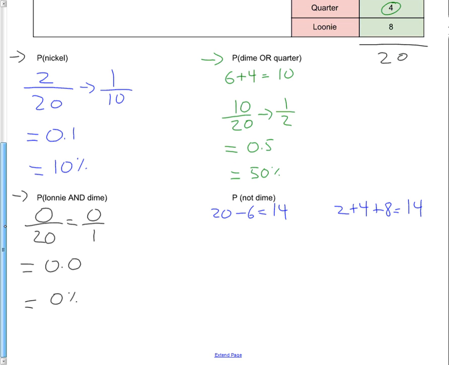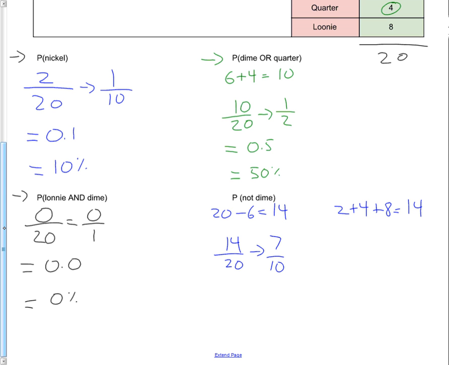So if we know then that 14 out of the 20 results is not a dime, we can put that as a fraction of 14 over 20. Again, we want to convert this into lowest terms. Both 14 and 20 are even numbers, which means they're both divisible by 2. So if I divide both the top number and the bottom number by 2, 14 divided by 2 is 7, 20 divided by 2 is 10. So that gives me 7 out of 10 as a fraction in lowest terms.